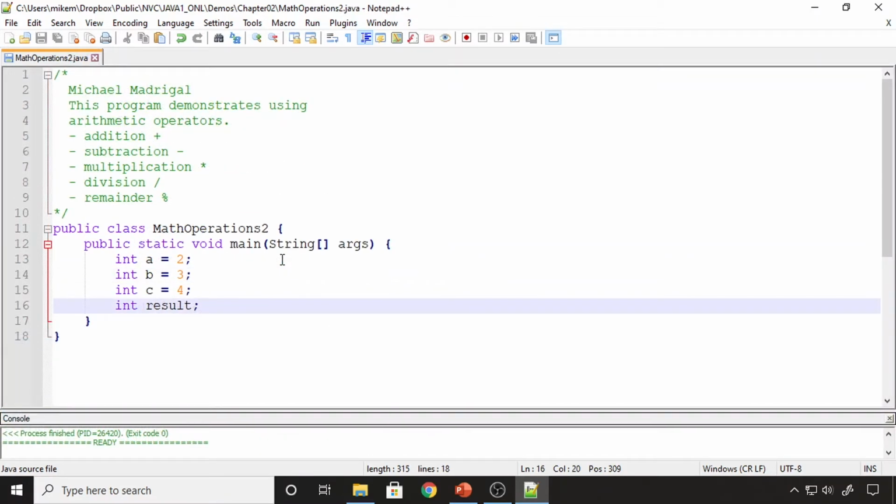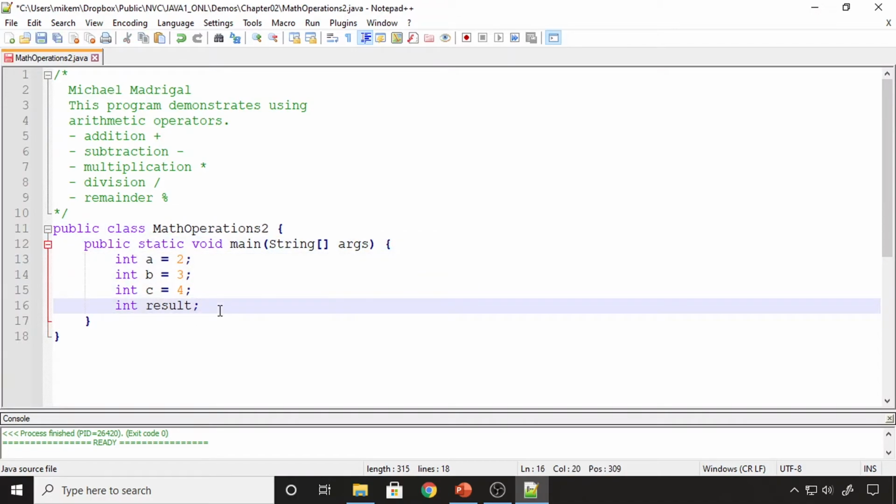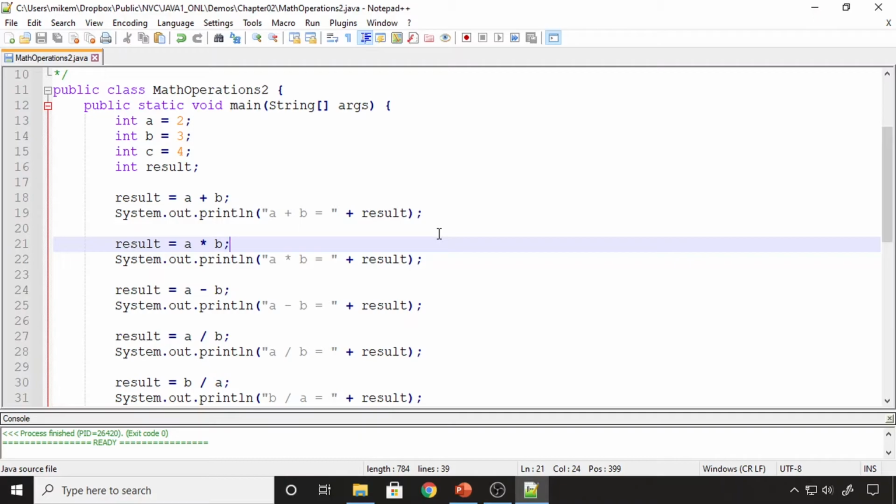Okay, so I went ahead and created another example so I can demonstrate the rest of the arithmetic operators. I created a new class called Math Operations 2 with the main method, and I went ahead and created these variables. So what I'm going to do is output the result of these mathematical operations. I created a whole bunch of examples here. So I have A, which is 2, B, which is 3, and C, which is 4. And actually, I don't use C at any point.